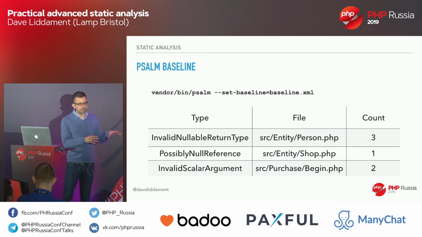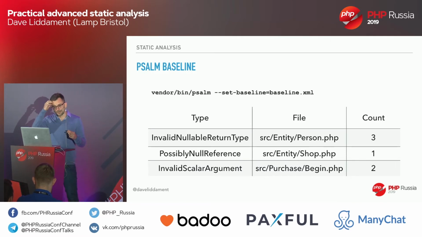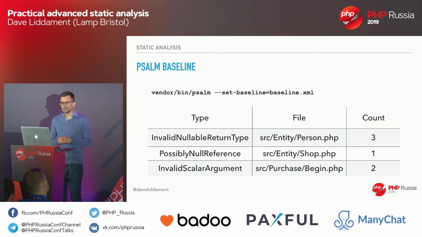At the time that tool was being written, SARM actually came up with its own baseline, which is far simpler in implementation. And if you're using SARM, definitely look at it. When you run SARM, you can set a baseline file. And what that does, it's slightly more complicated than this, but it keeps a tally of all of the types in the file. So it says, well, in file person.php, we had 3 issues of invalid nullable return type.